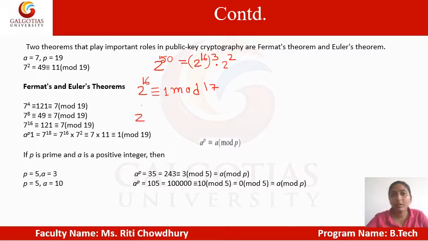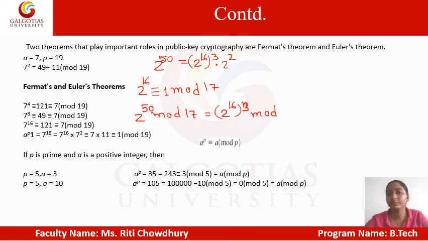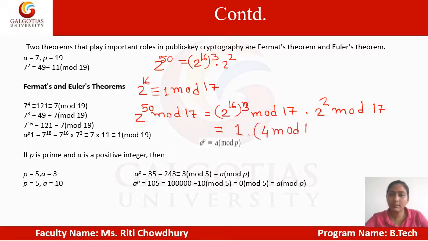Now I will write it as 2 to the power 50 mod 17. And this will be 2 to the power 16 whole cube mod 17, times 2 square mod 17. What we know is that the first part is equal to 1. We already know that. Now we are having this one as 4 mod 17.